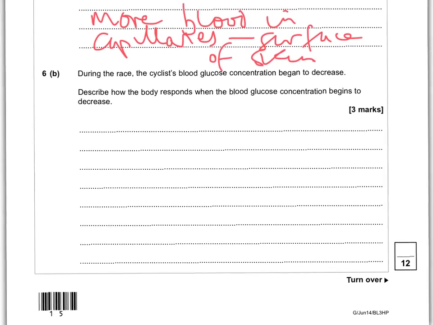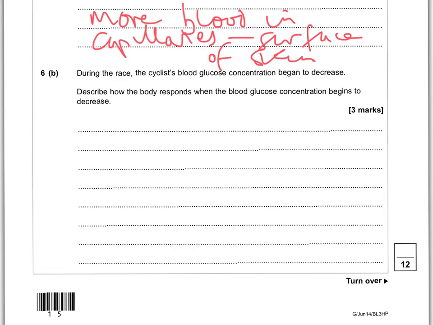During the race, the cyclist's blood glucose concentration began to decrease. It fell. Describe how the body responds when the blood glucose concentration begins to decrease. How does it respond? So, 1 mark if you mentioned that the pancreas detects the lower blood glucose. So it's detected by the pancreas.